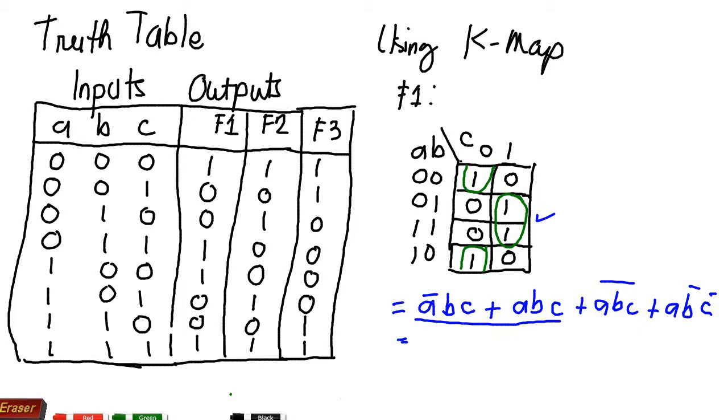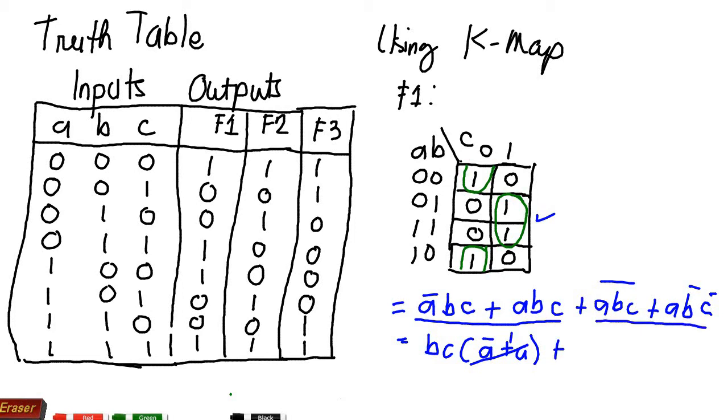So what is the common here? The common here is B and C. So common B and C multiplied by A bar, and then you have plus A. According to the Boolean rule, A bar plus A will be equivalent to 1. Then you have the other side, the next group, this one.